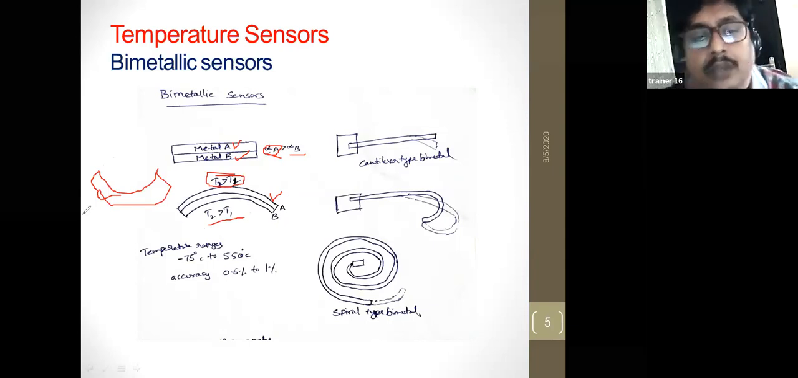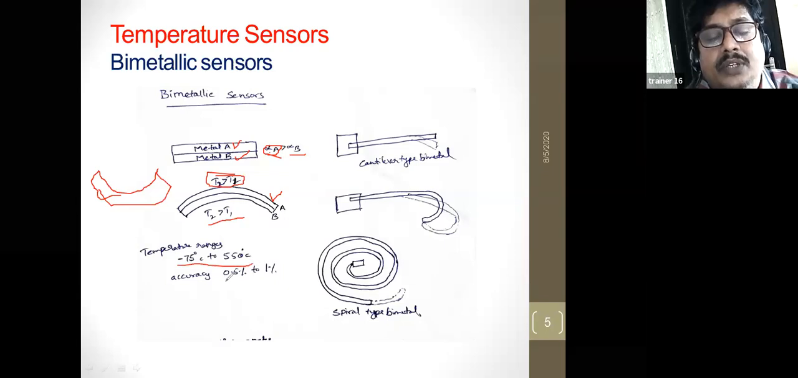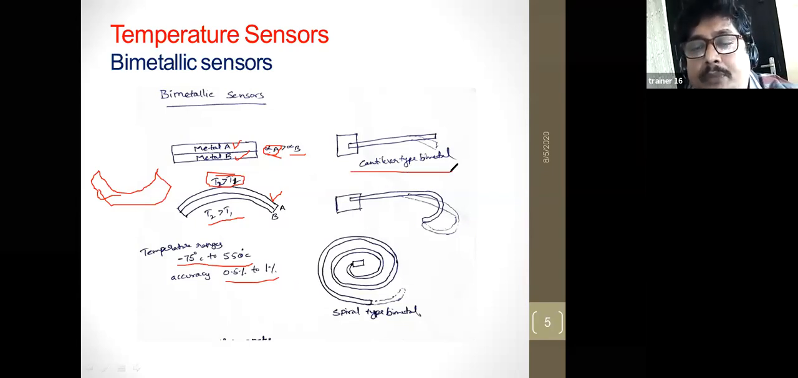Here, the temperature range is from minus 75 to 550 degrees centigrade. The accuracy is 0.5% to 1%. This is one of the cantilever type bimetals. Bimetal means two metals, and when it is exposed to some temperature source, automatically it bends. Here, at the end, it is bending. Similarly, this is also a cantilever, and it also bends when it is exposed to the heat source or the temperature.